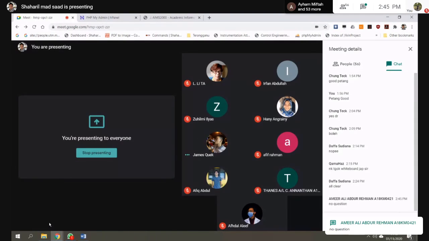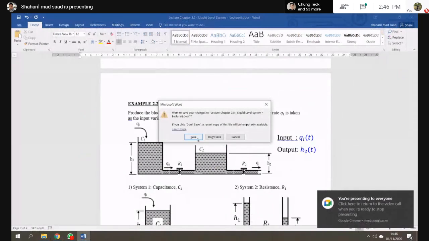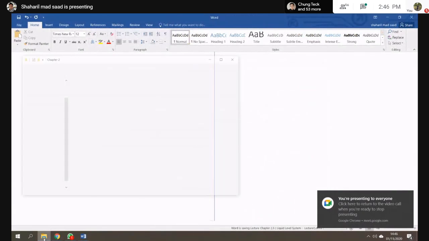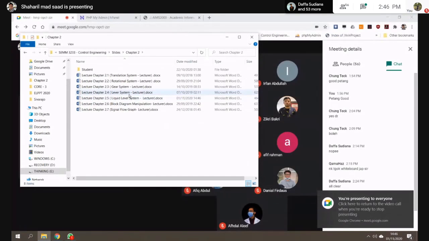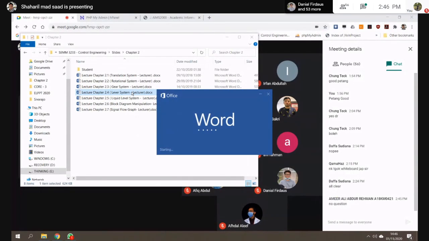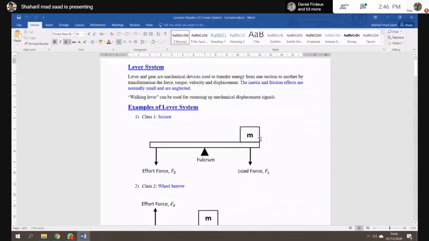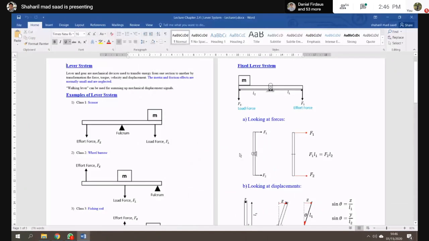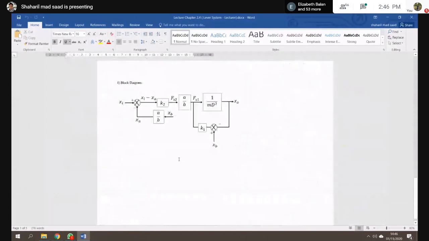Two systems right now we have learned: the gear and also the liquid level system. Okay, the last one. Let's go to another one, the last system, the lever system. I hope I have enough time.